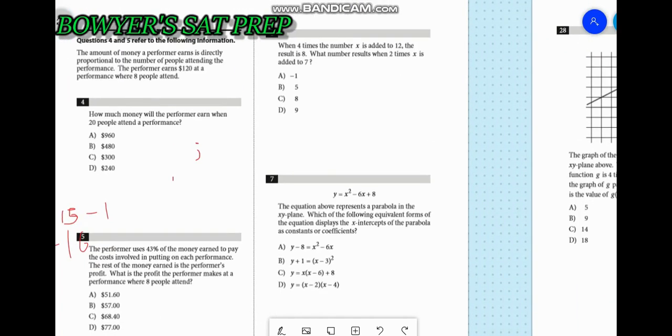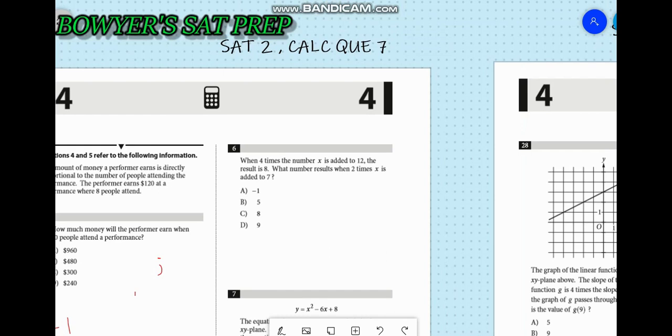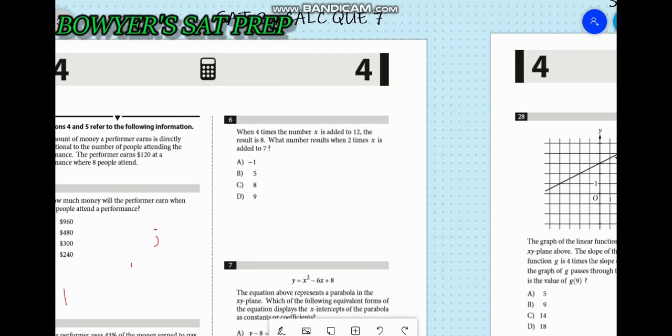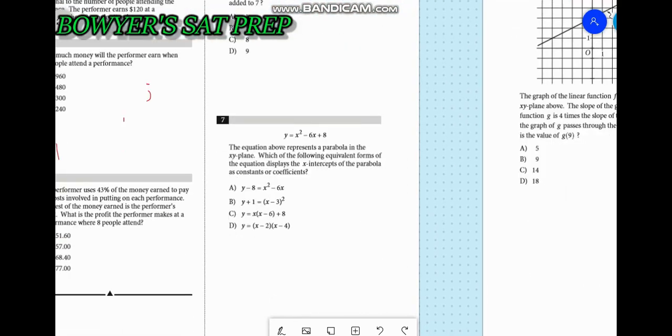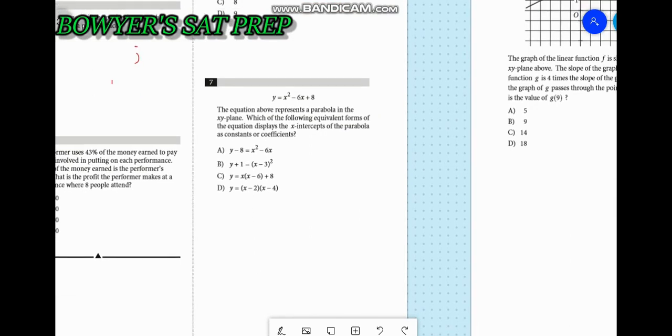Right, so this is an ACT question. This is ACT practice test 2, calculator question 7. So this is a parabola. The equation above represents the parabola in the xy plane. Which of the following equivalent forms of the equation displays the x-intercept of the parabola as constants or coefficients? The other one was vertex, and this one is constant. So we are looking for constant.